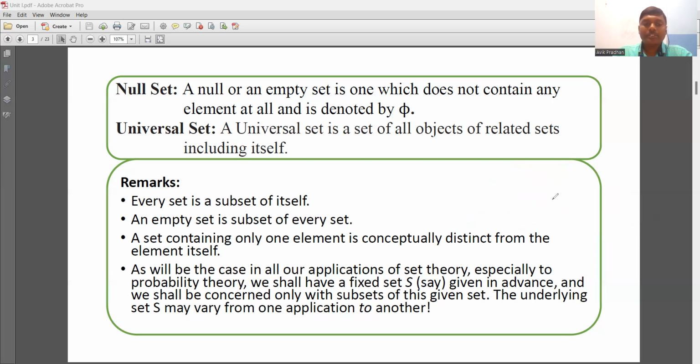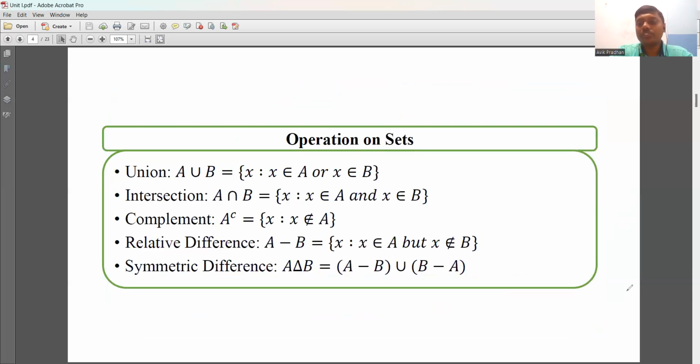So till now, whatever we have discussed is the basic definition of set, and then we talked about null set, universal set, and some remarks on that, and we have made subset and equality of sets. Now we'll go for the operations on sets. Basically, there are a few basic operations on sets. First of them is the union. So there are union, intersection, complement, relative difference, and symmetric difference of sets.